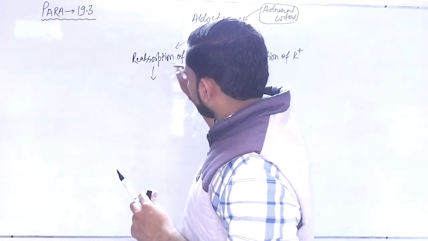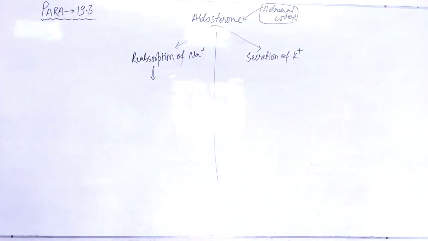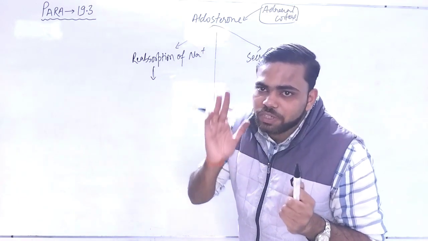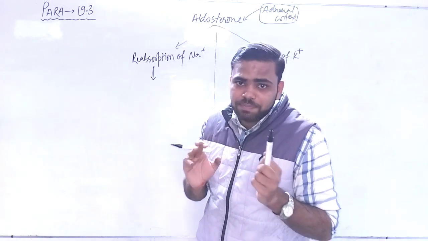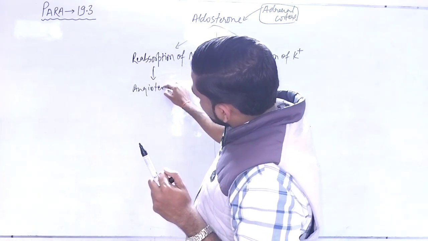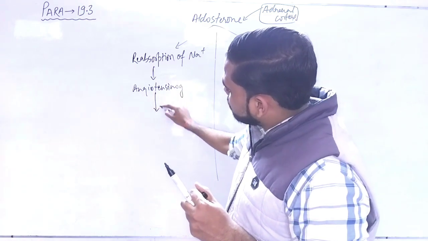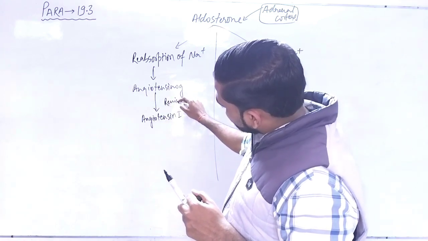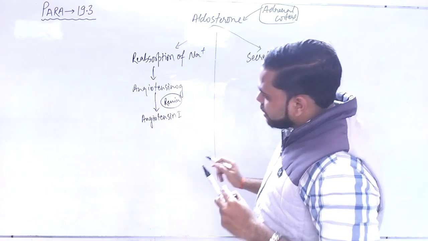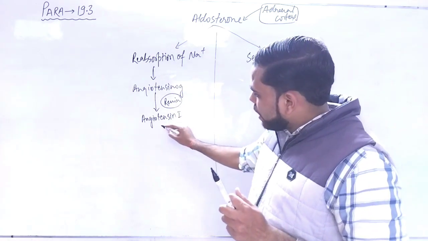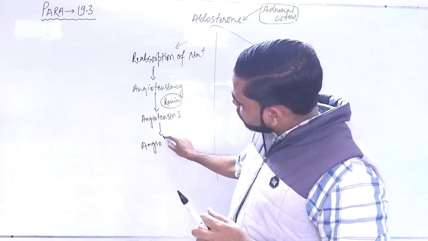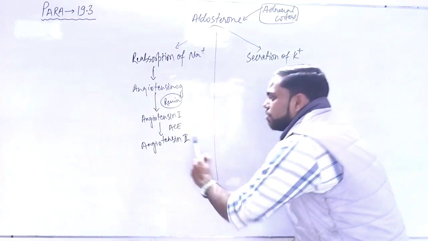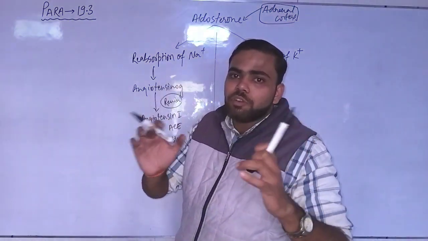Basically, the reabsorption of sodium proceeds in the presence of angiotensinogen. Angiotensinogen is a protein which is converted into angiotensin 1 in the presence of renin. Further, this angiotensin 1 is converted into angiotensin 2 in the presence of ACE, the angiotensin converting enzyme, which is mainly released in large amounts by the lungs.